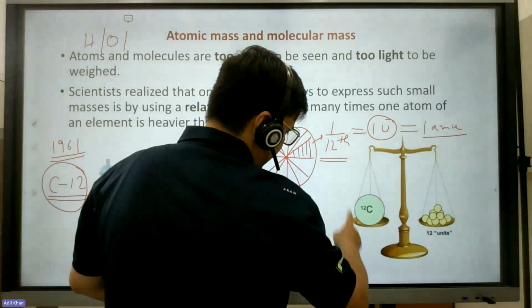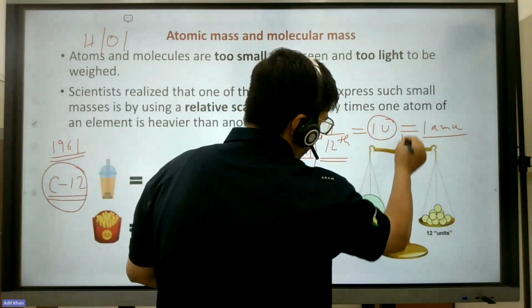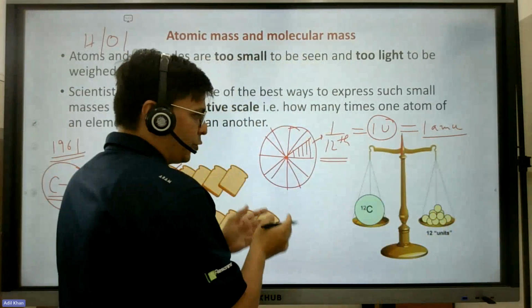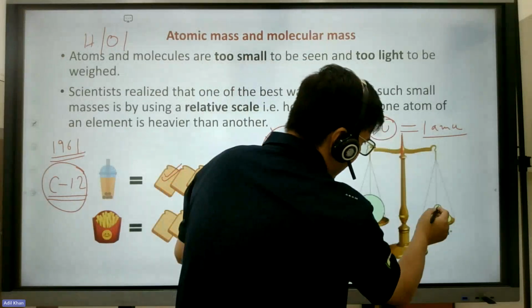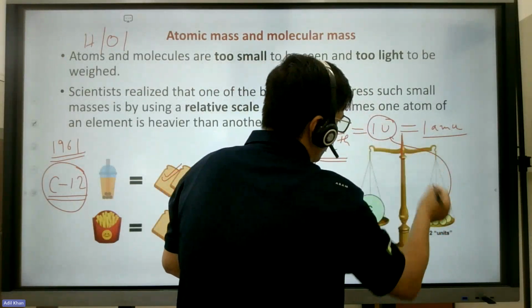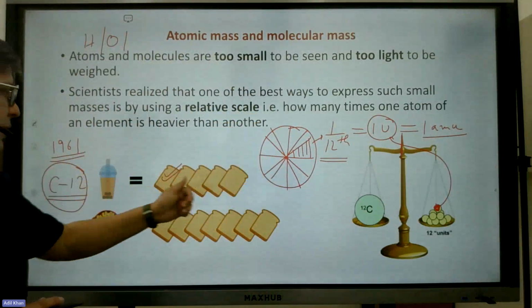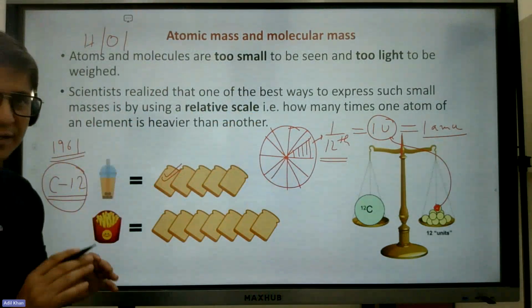That's why you see here, these carbon 12 units are there. That's why this needle is upright. It is balanced. So carbon 12, you can divide into 12 parts, and one of the smallest parts, for example this, the 12th part, is 1U or 1 AMU. And that small 12th part, you can consider to be one bread slice.